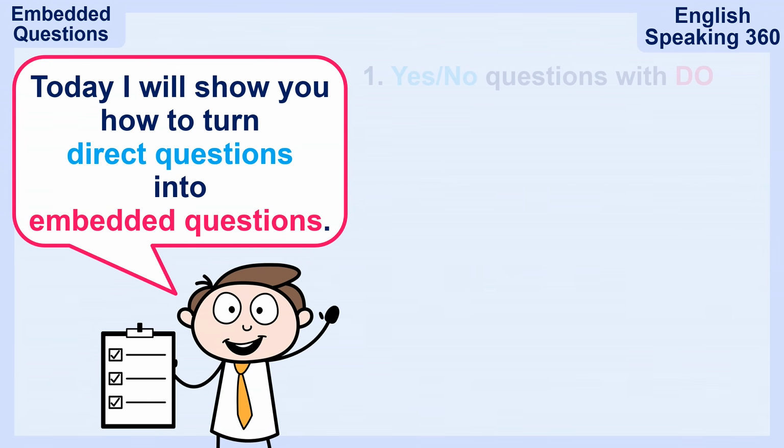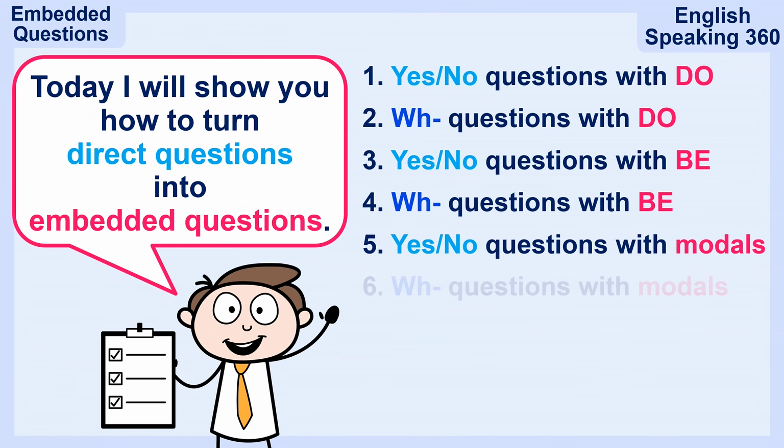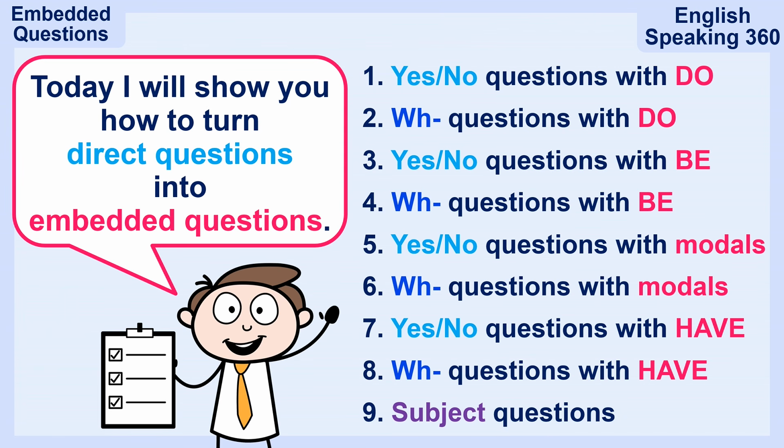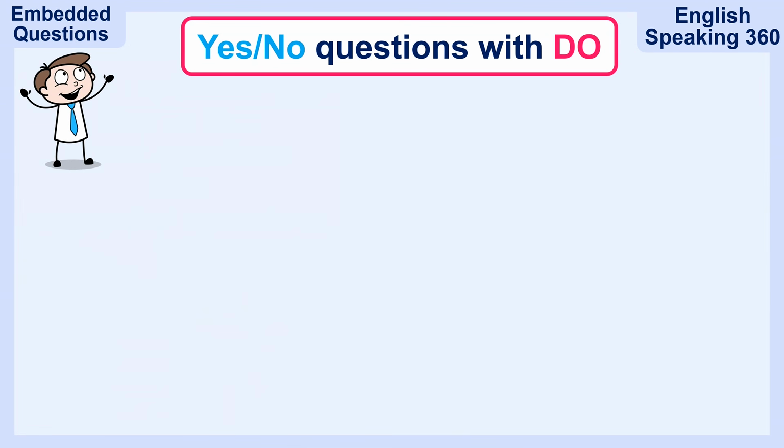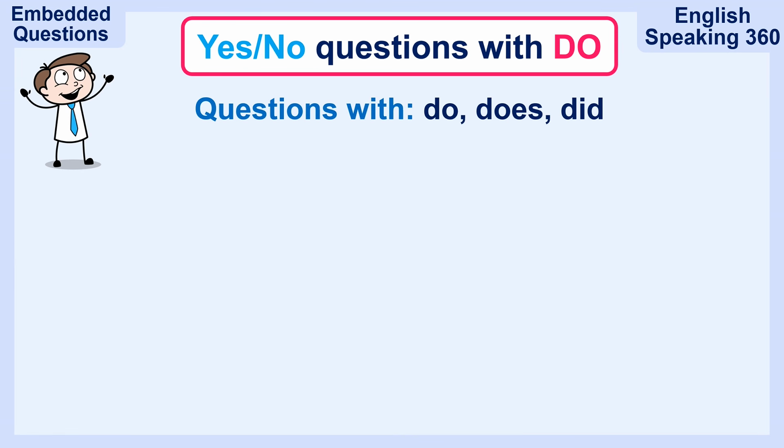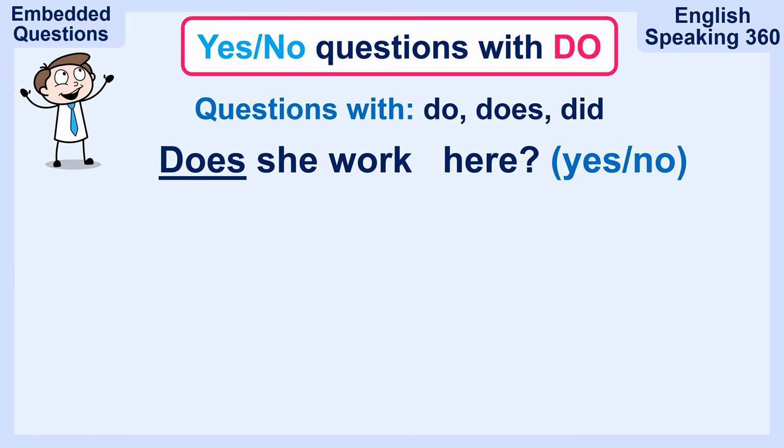Today I will show you how to turn direct questions into embedded questions. As you can see on the right-hand side, there are many different types and many of them follow different rules. So let me show you how it works. Yes/no questions with do. So these are questions with do, does, or did. For example, does she work here? Does she work here is a yes/no question with the auxiliary does. Now let's try to change that question into an embedded question.